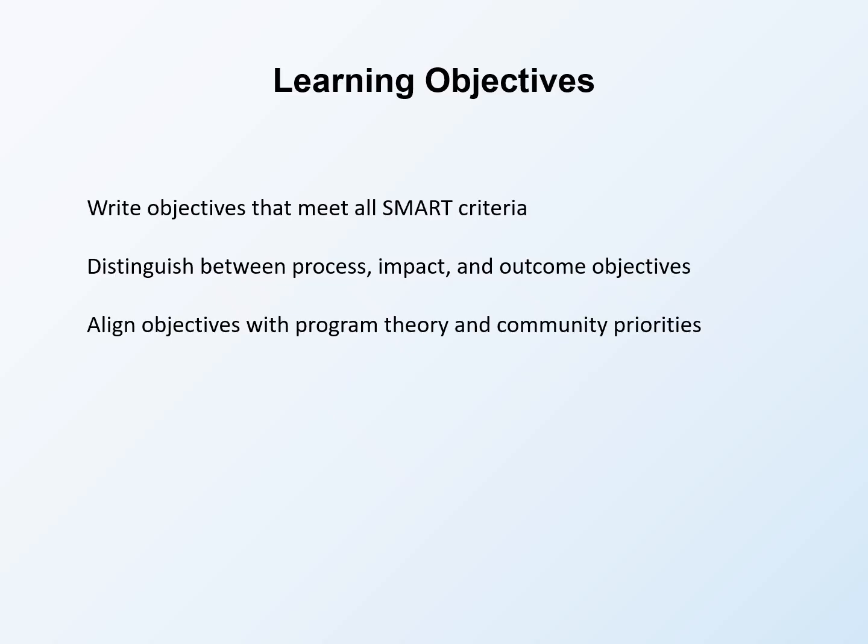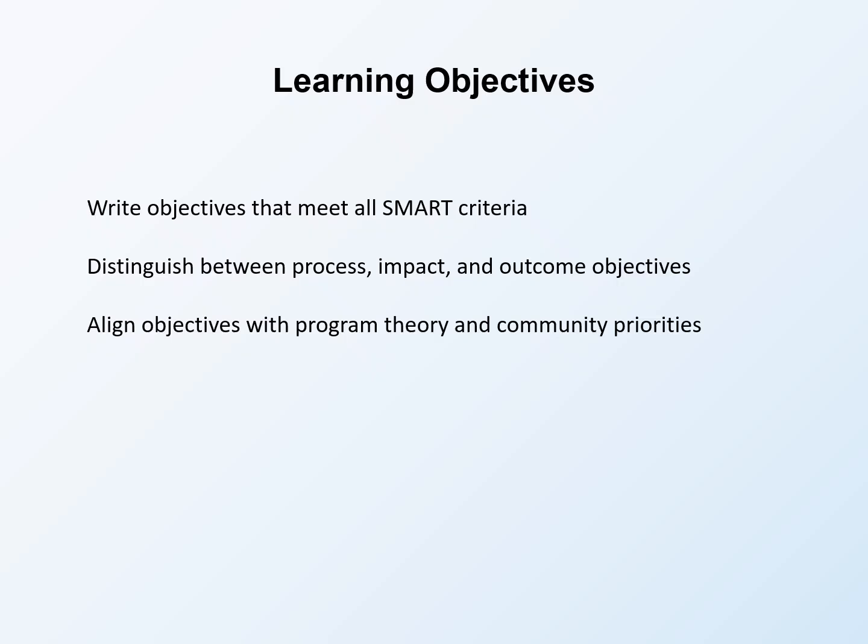By the end of this lesson, you'll accomplish 3 objectives. First, write objectives that meet all SMART criteria. SMART is an acronym you may have heard, but we'll go deep into what each element means and why it matters. Second, distinguish between process, impact, and outcome objectives. These 3 types operate at different levels and time horizons. Understanding the differences prevents common mistakes.